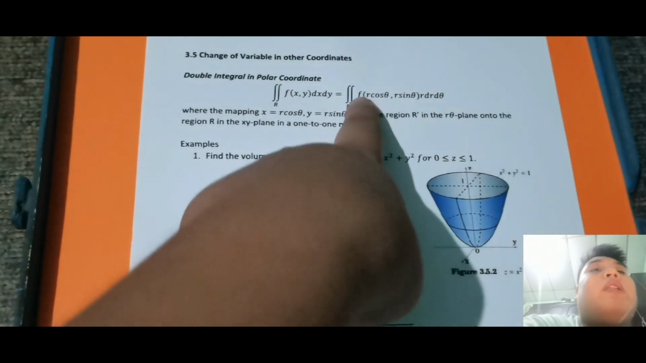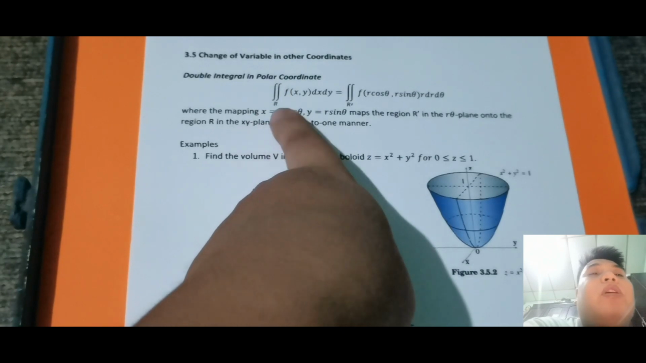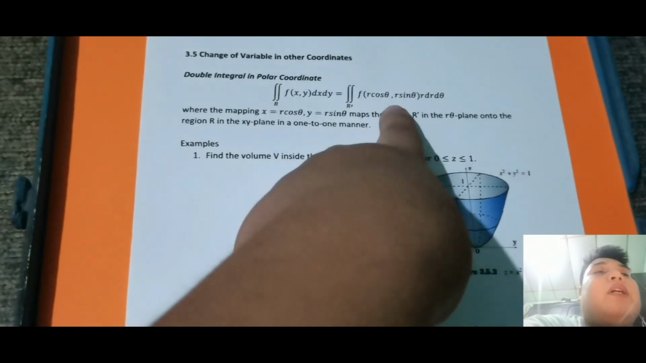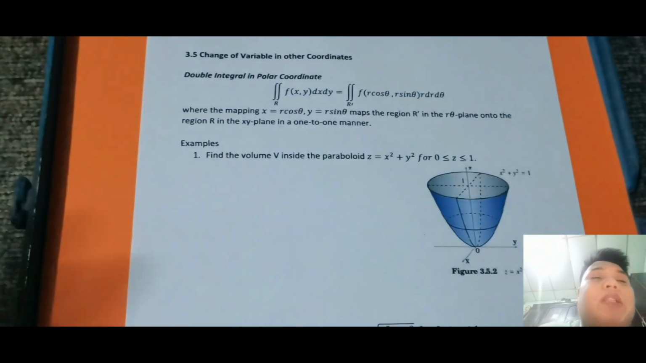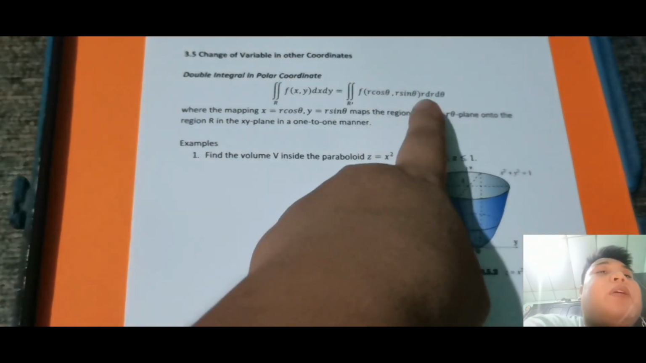The double integral over the region R prime. Meaning nagbago, nagkaroon ng change of variable. From R, naging R prime of f of r cosine theta, r sine theta. Aware ka rin naman na from rectangular, kaya mo lang siyang gawing spherical, polar coordinates or cylindrical coordinates. May way or may pattern doon, kung naalala mo lang. Then, syempre, yung ating dA.